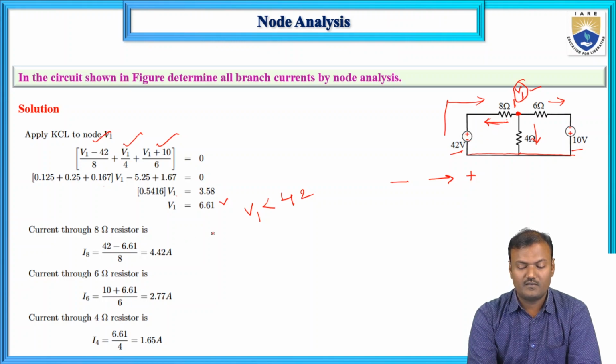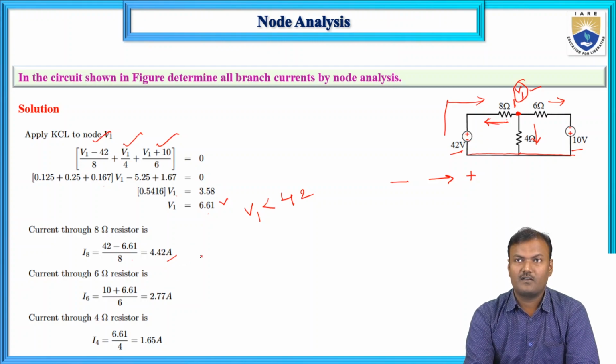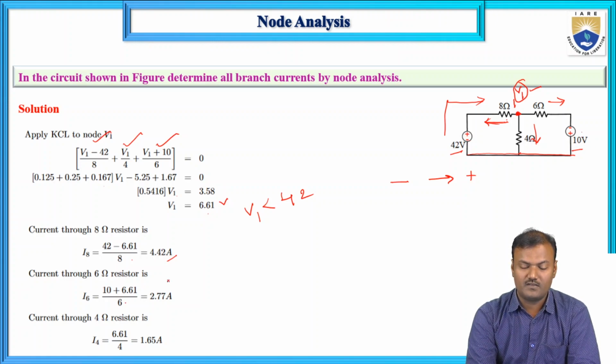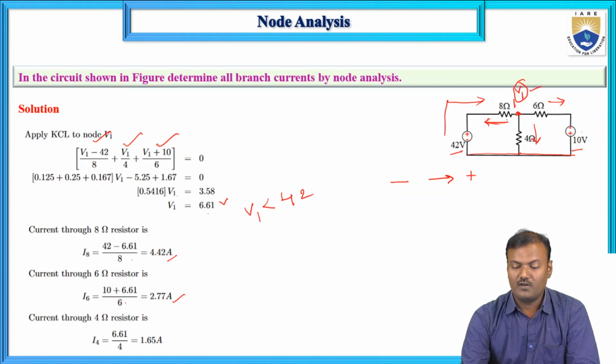That is, IA, the current flowing through 8 ohms, is (42 - V1)/8, that is (42 - 6.61)/8. So the current is 4.42 amperes. The current flowing through 6 ohms is (V1 + 10)/6, that is (6.61 + 10)/6, which is 2.77 amperes. And the current flowing through 4 ohms is V1/4, that is 1.65 amperes.